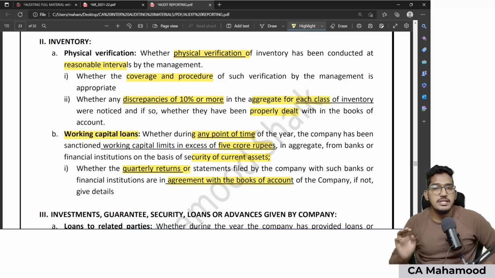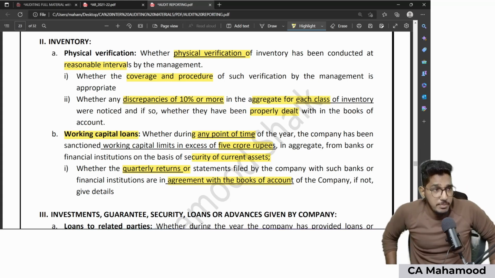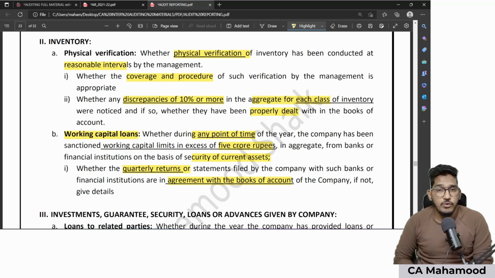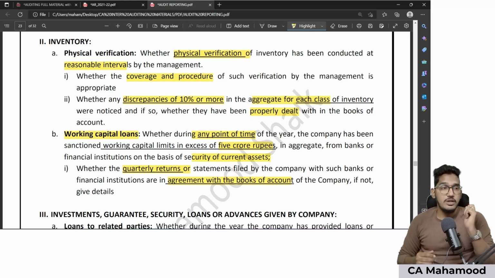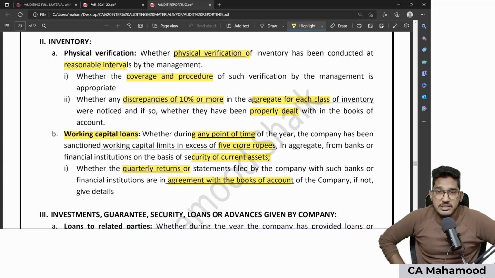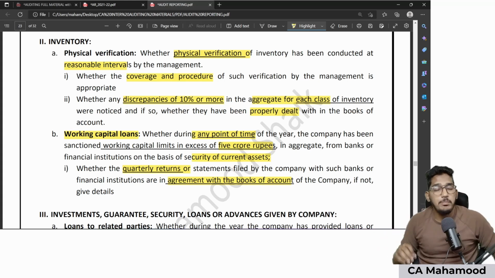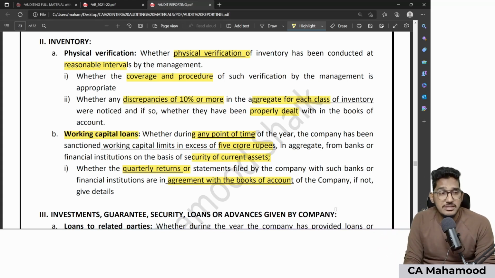If yes, they will generally submit quarterly stock statements to the banker to make the banker aware of what is the current status of the stock. As an auditor, I need to check whatever quarterly stock statements my client company is submitting to the banker, whether they are matching with the books of accounts. That is, whether they are submitting genuine stock statements or fake stock statements. That I need to have a look at and give a comment on.